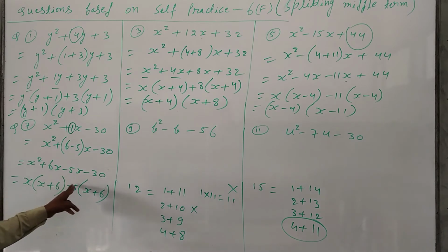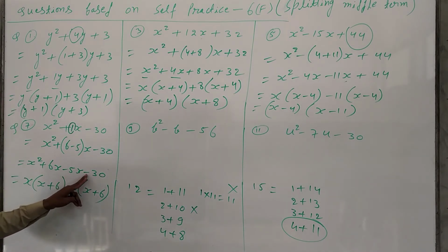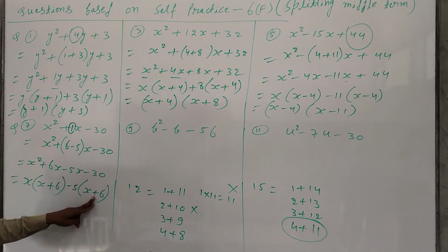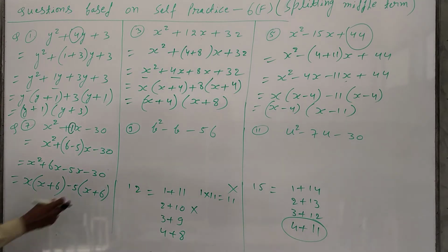I have taken the minus sign from both values, so the sign will be changed. Here the minus sign goes outside, then it will come plus. And in the 5 table, 30 comes 6 times, so it will be x plus 6. Now we have to take x plus 6 common. The remaining is x minus 5. This one is the final answer.